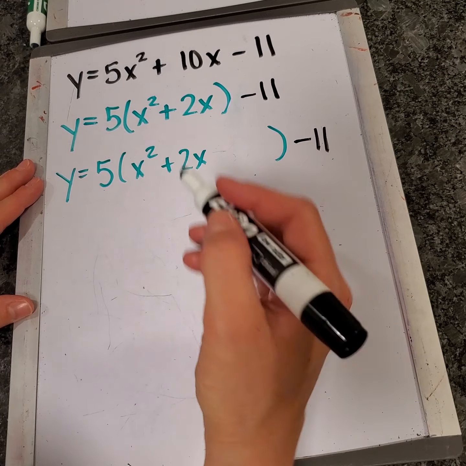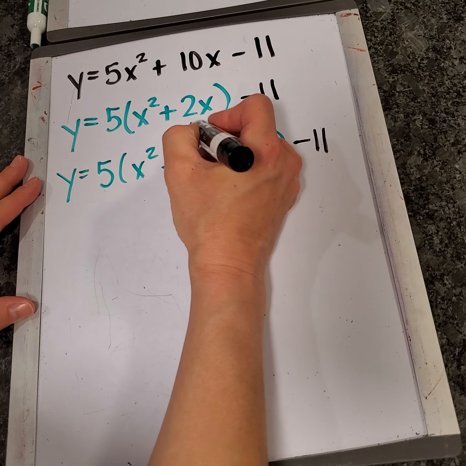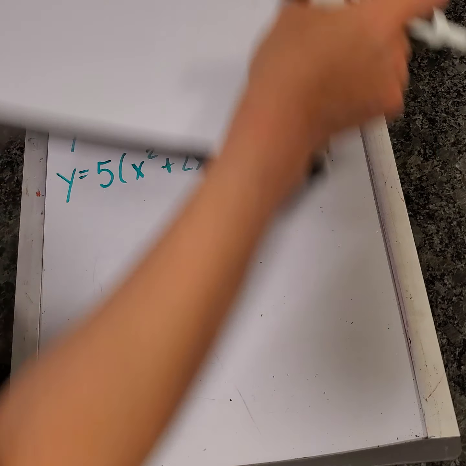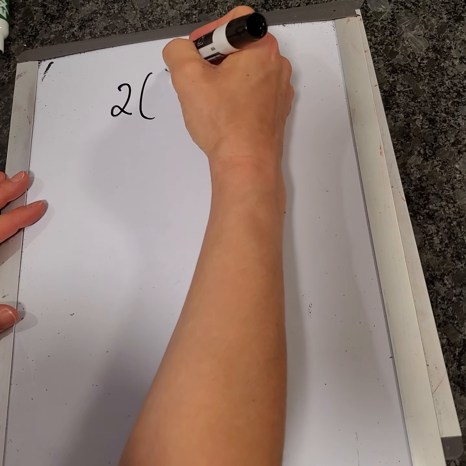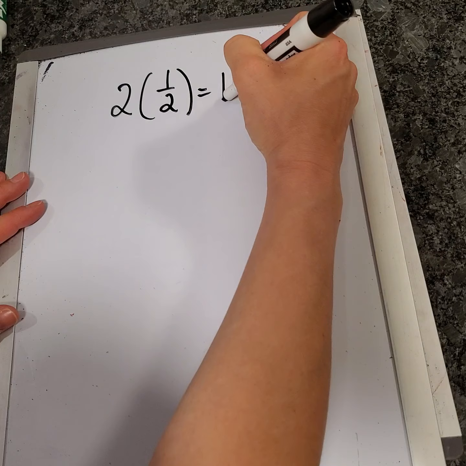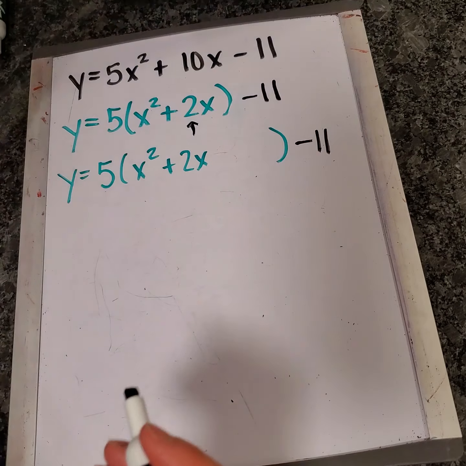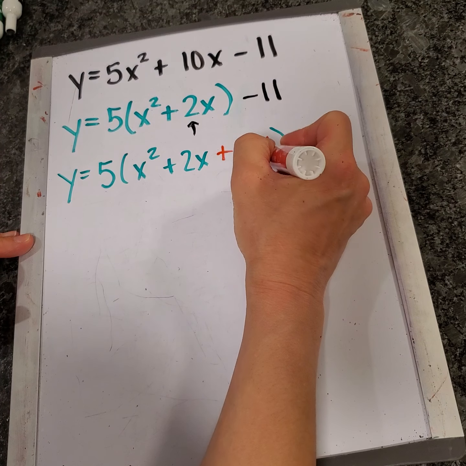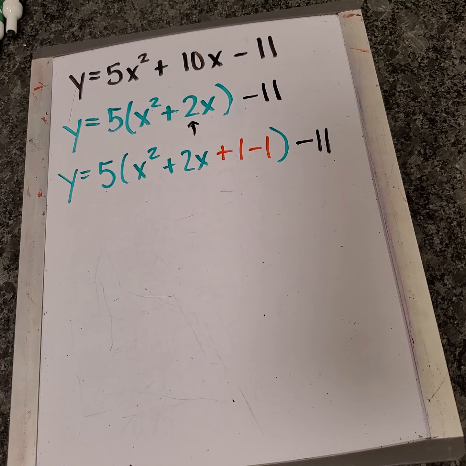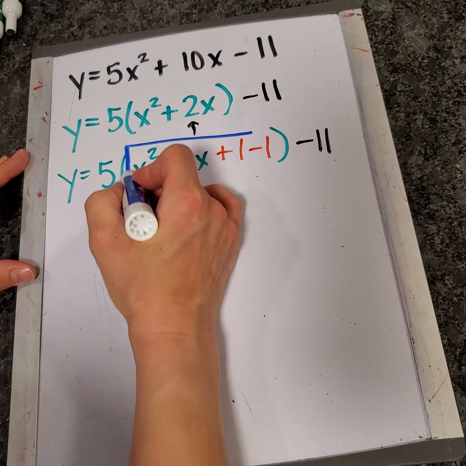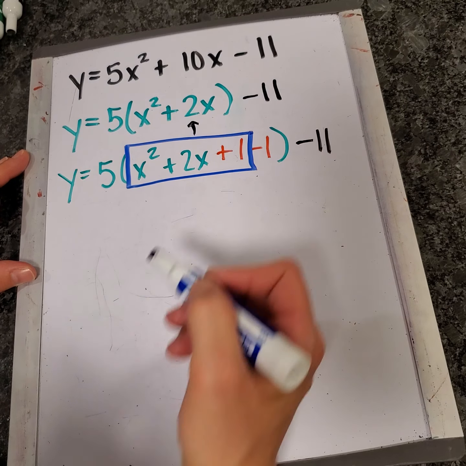Okay, now we look at the coefficient of x, which is 2. Okay, remember on our second board here, we take a half of 2, which is 1, and square it, which is 1. And we are going to add 1 and minus 1. Okay, now we have strategically created a perfect square trinomial.